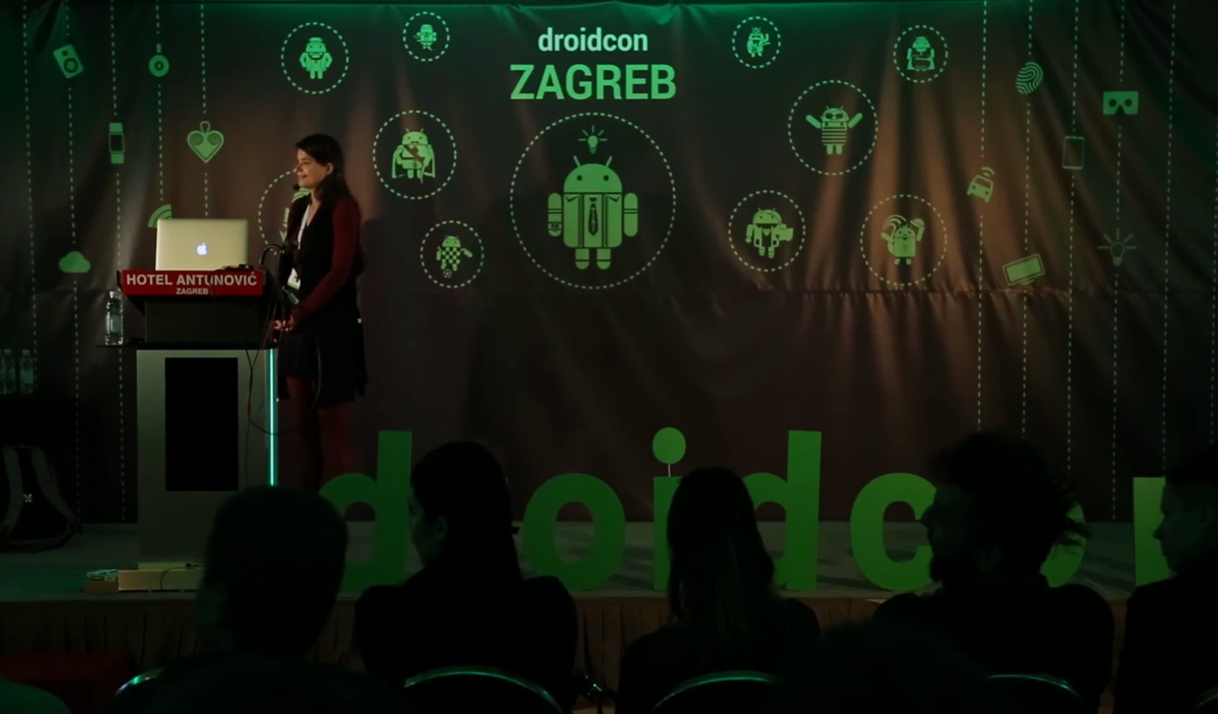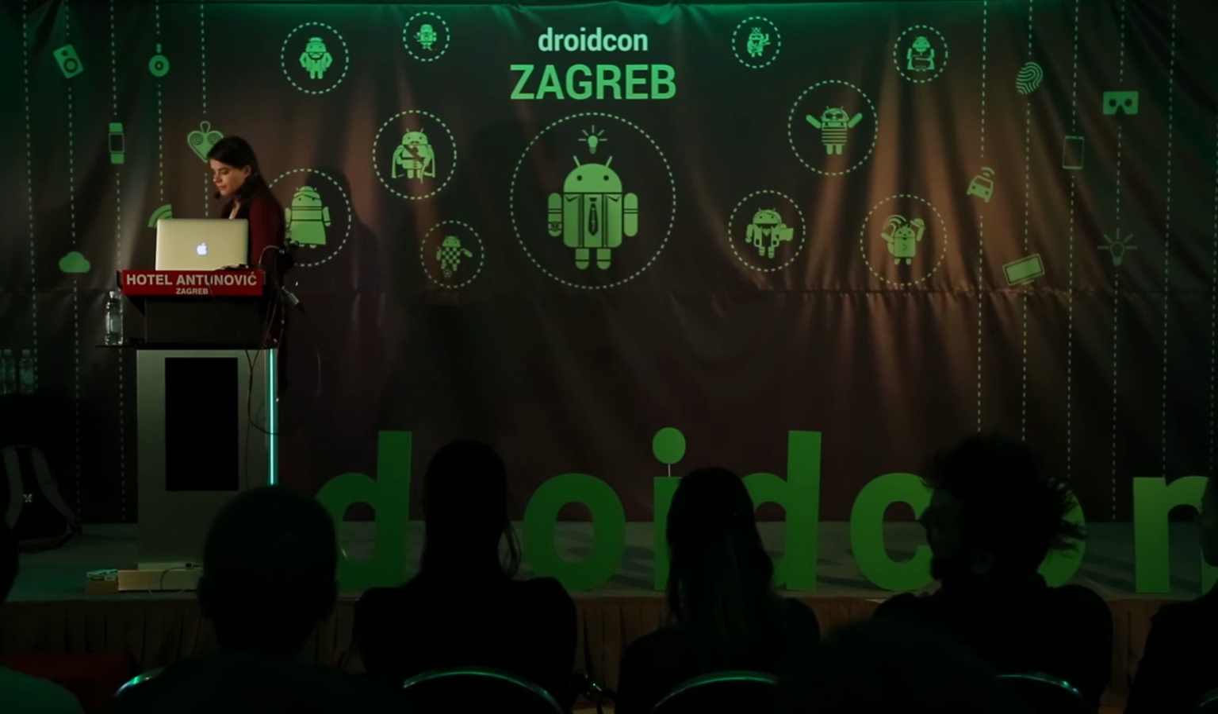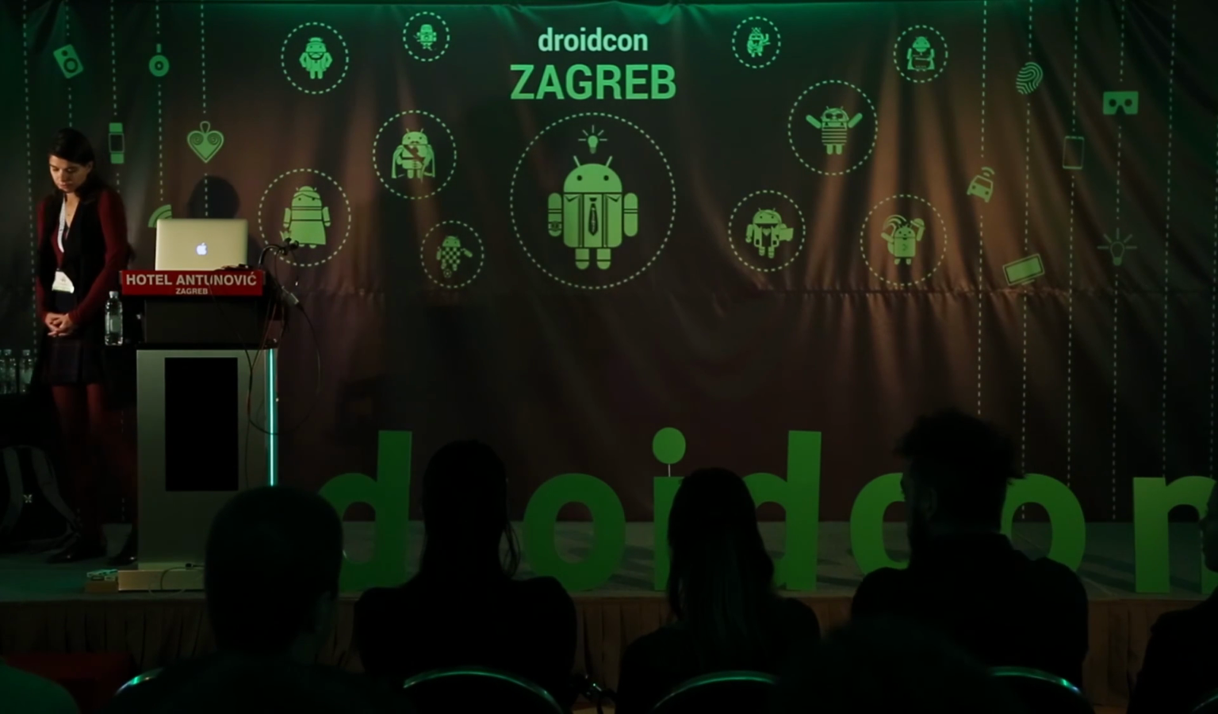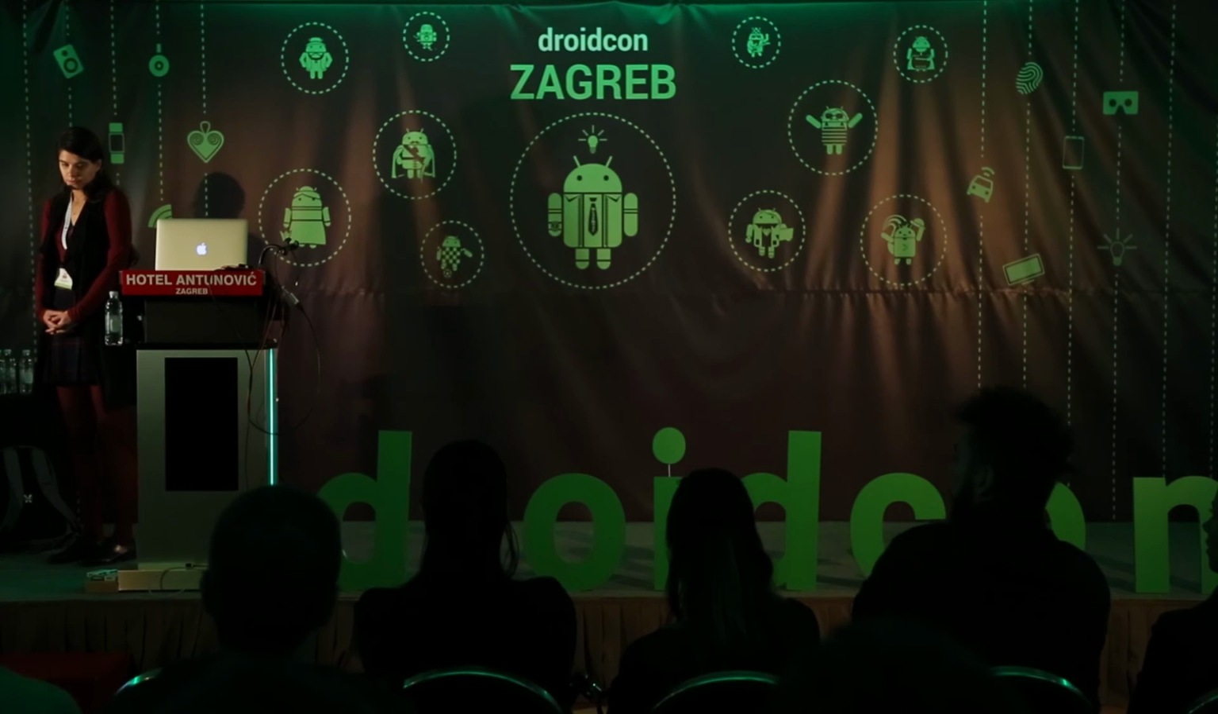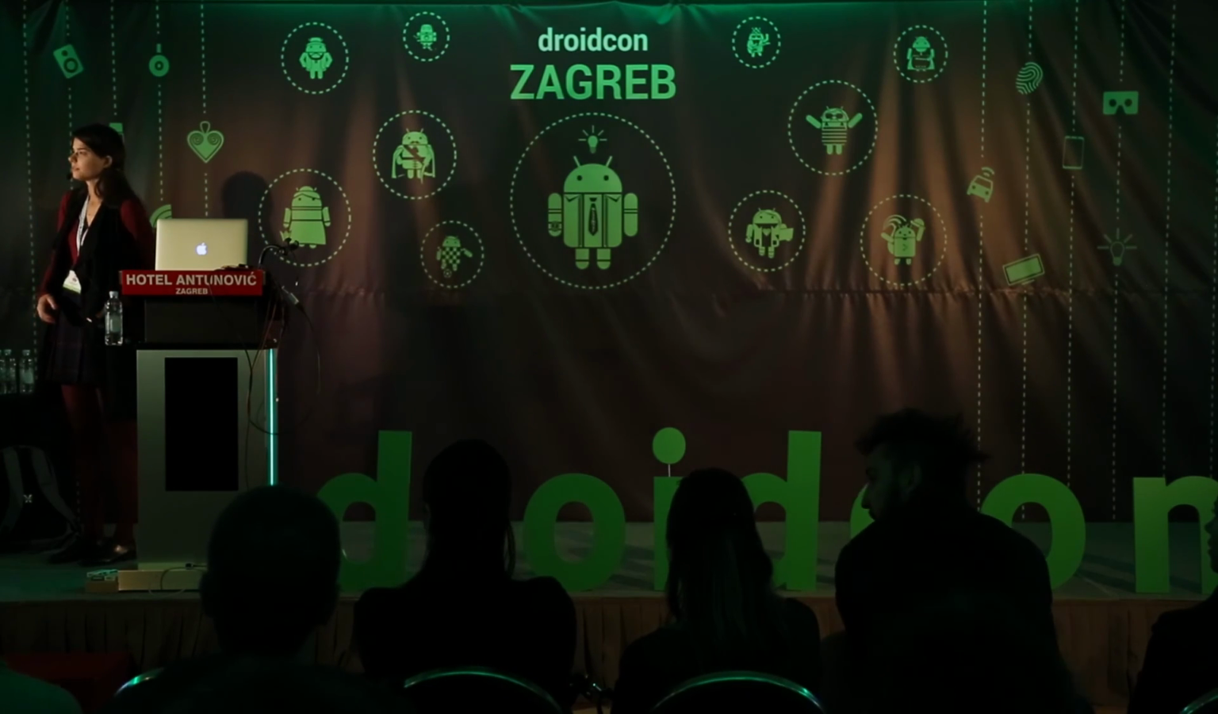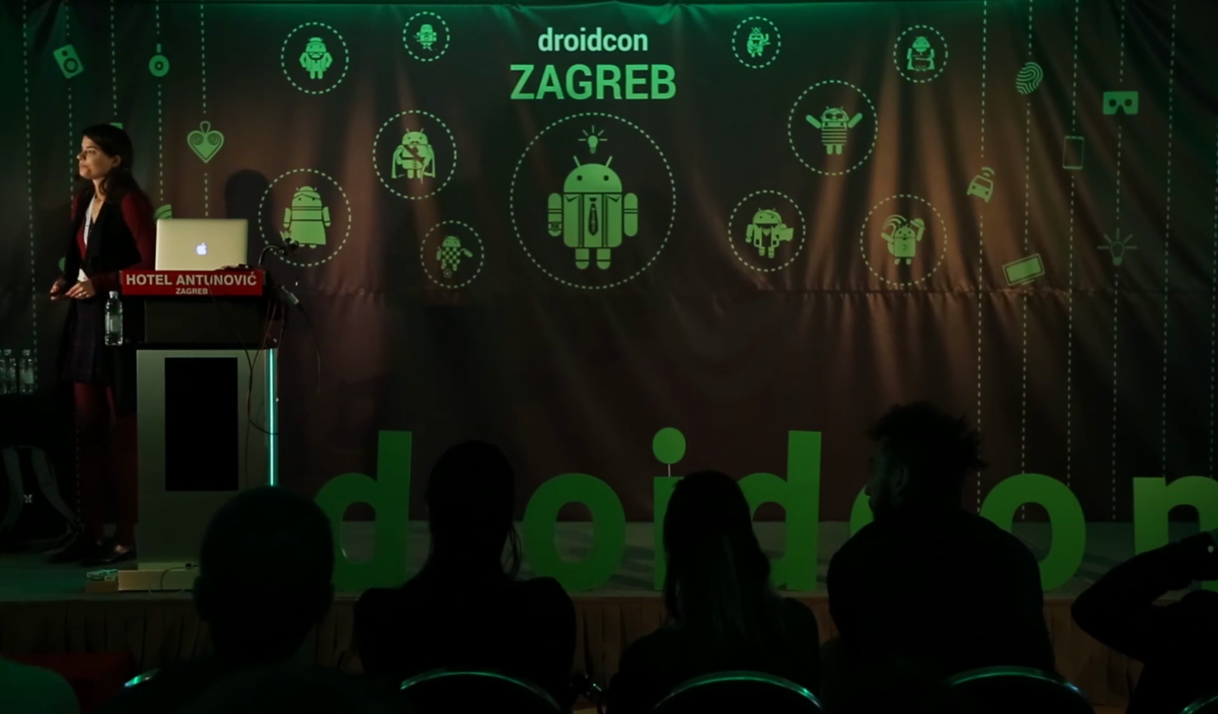Hi. Hello. So in one of the examples you showed that in the case where you should show a request rationale, then you're showing a snack bar with a link to settings. But in this case, wouldn't it be better to allow the user to retry the dialog? Because it's possible that he didn't select never ask again.